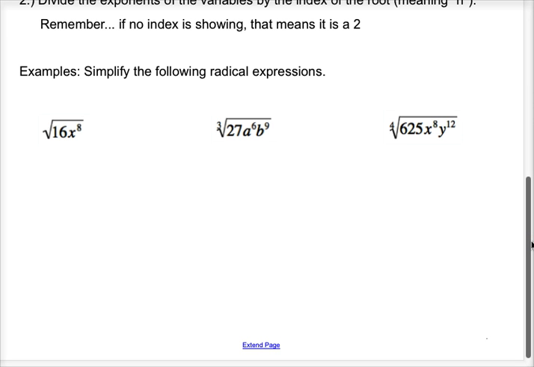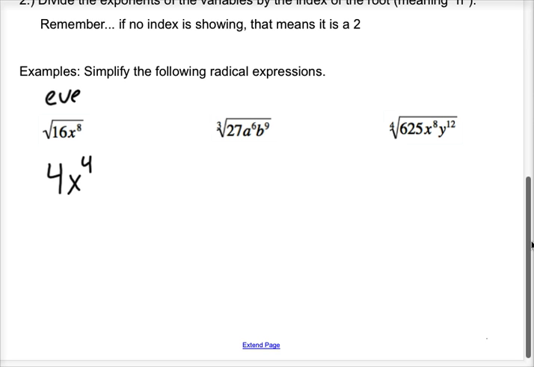So, let's start with some. We're going to simplify each following radical expression. So, the square root of 16x to the 8. Now, you guys probably know this one off the top of your head. Square root of 16 gives you 4. X to the 8. Now remember I said, whenever you have an exponent, you're going to divide it by the index, by that n. Well, in this case, a square root, we're going to be dividing that 8 by 2. So 8 divided by 2 gives you 4.